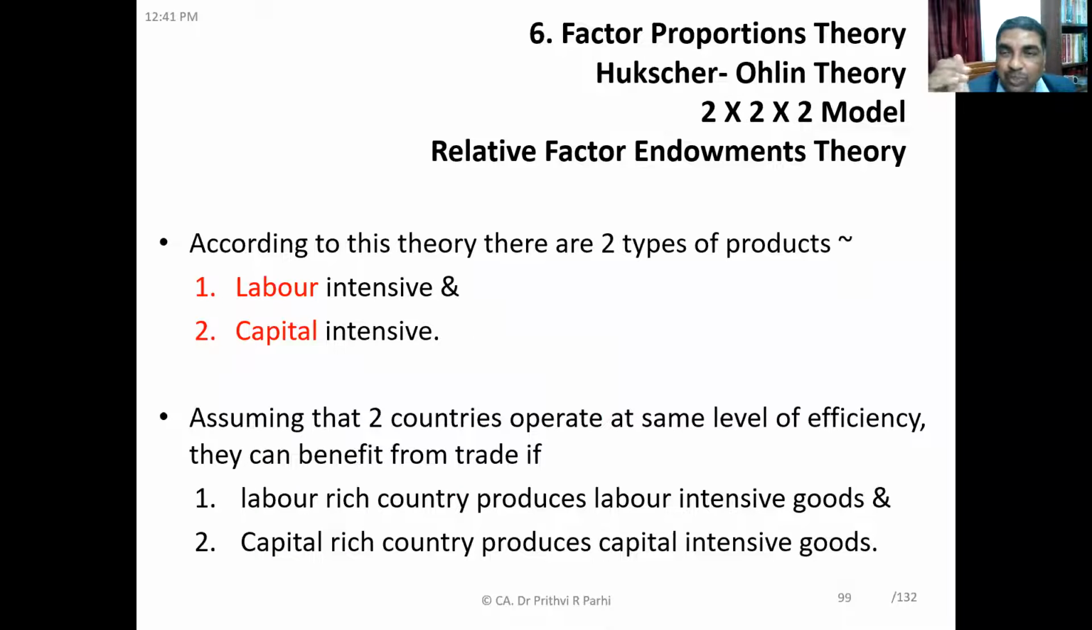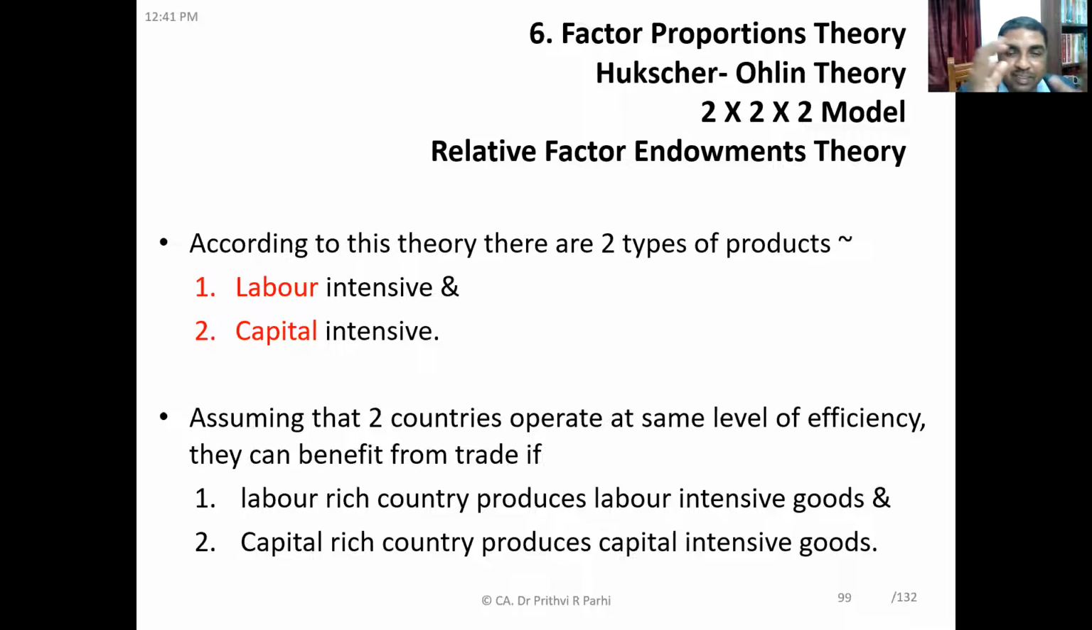Assuming that there are two countries who are operating at the same level of efficiency, they can get benefit from international trade if they trade with each other. But how will they be trading? The labor-rich countries should produce labor-intensive goods, and capital-rich countries should produce capital-intensive goods. There are some productions where a lot of labor is required. For example, you are planning to produce tea. Tea cultivation involves a lot of labor. Since that is a labor-intensive good, the country where labor is abundantly available should be engaged in production of that product.